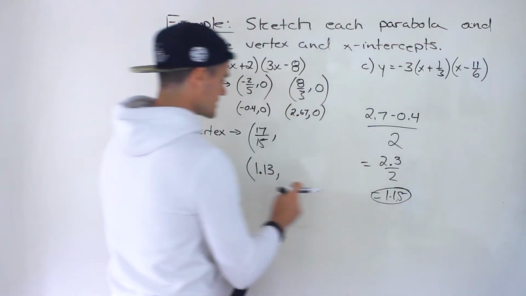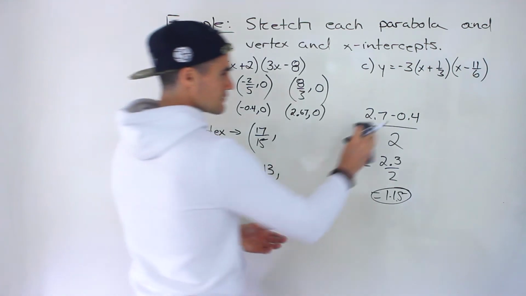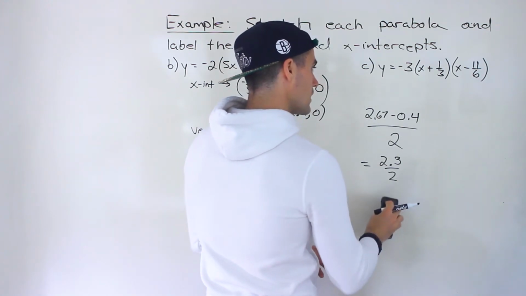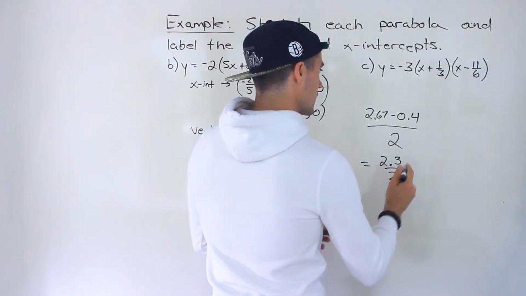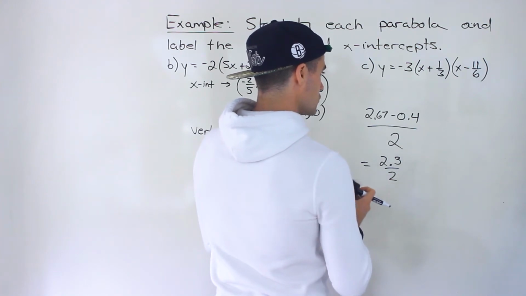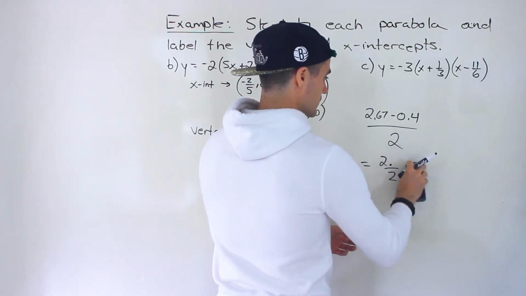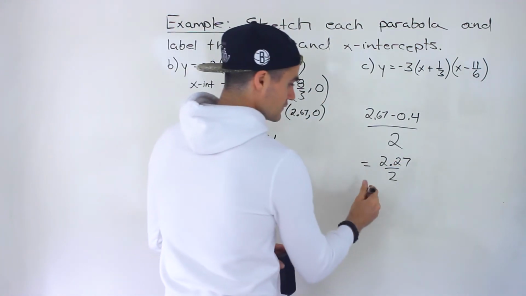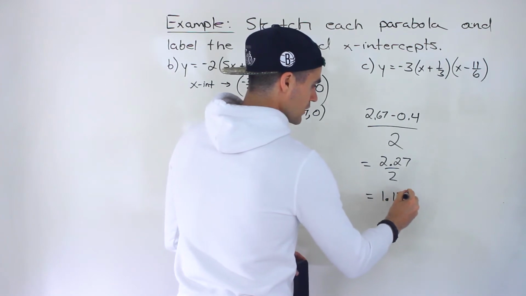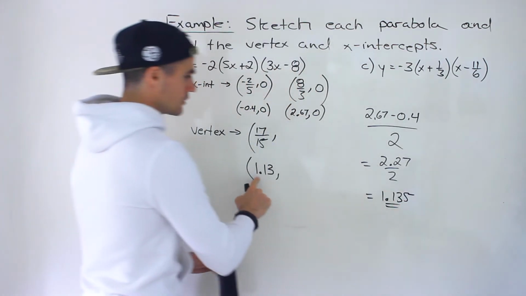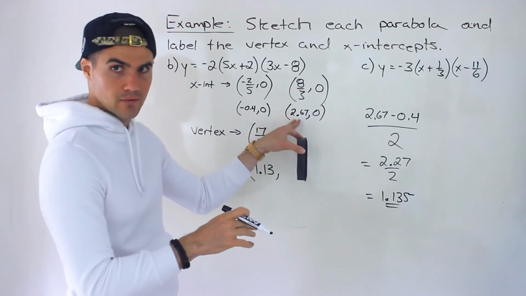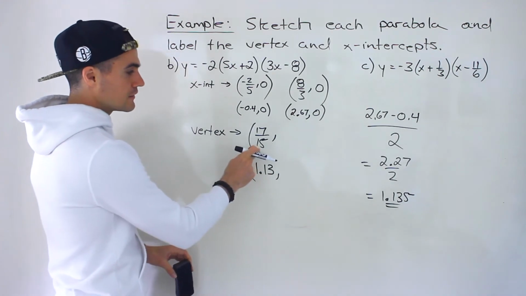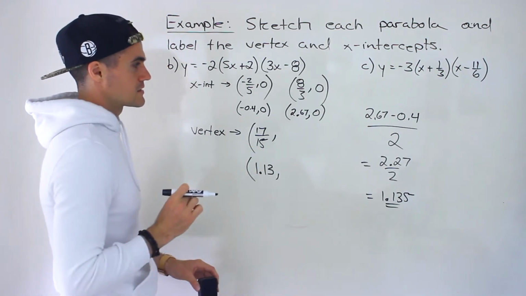And notice that this and this are different, versus if we have 2.67 over here, we'd end up with 2.27 over here, and then that divided by 2 would give us 1.135. And so notice that this here is closer to this. It's not exact because we're rounding over here, but it's close enough where we could be fairly confident that the fraction that we got is correct.